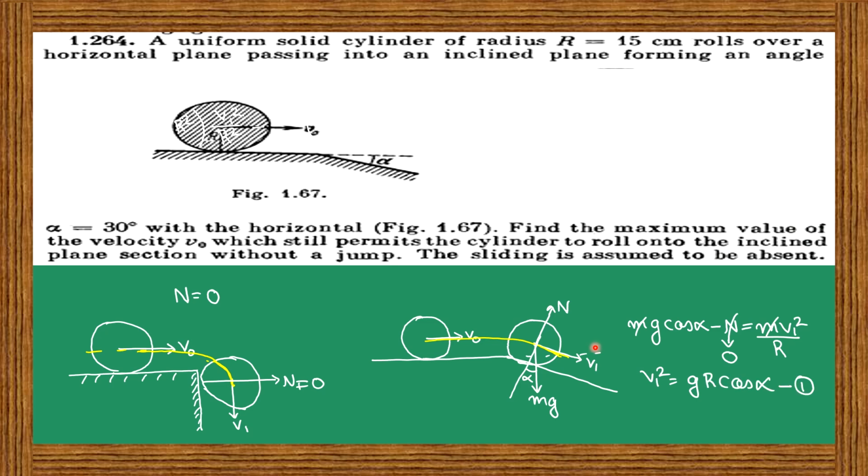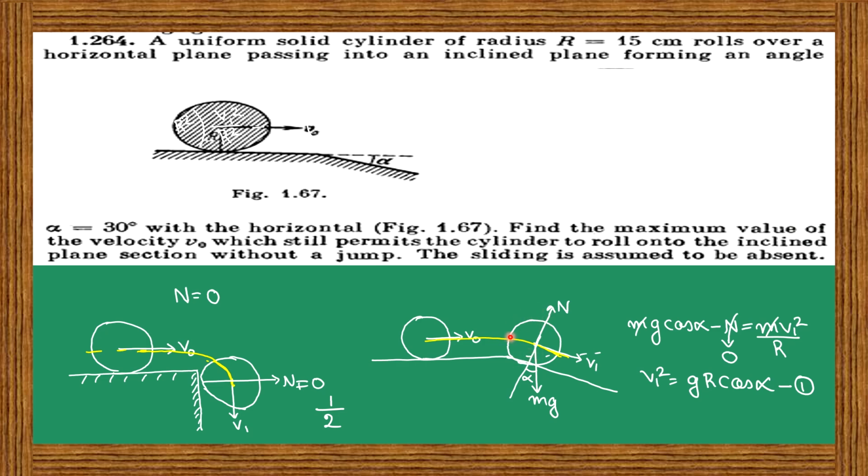Now my question is not asking what the maximum velocity allowed out here is, but what the maximum velocity allowed at the starting point is. So how do I relate these two velocities? Obviously, the work energy theorem: change in kinetic energy equals work done by all the forces. So final kinetic energy minus initial kinetic energy. And this is the case of pure rolling. So I take my kinetic energy from the instantaneous axis of rotation.